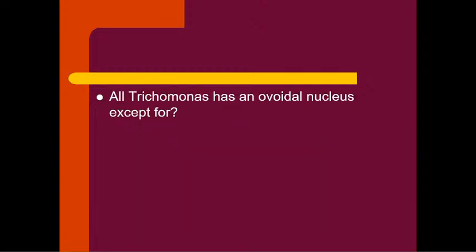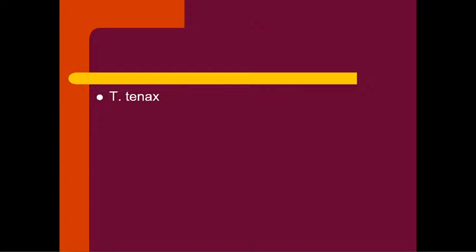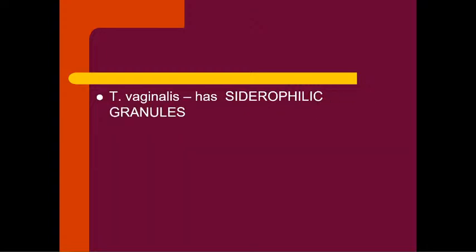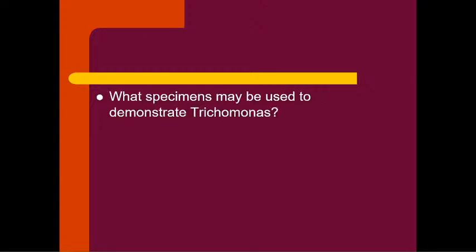Now, let's talk about the Trichomonas nuclei. All Trichomonas have an ovoidal nucleus except for Trichomonas tenax. And there is an inclusion body in only one particular species, Trichomonas vaginalis, and it has a siderophilic granule. And what specimen may be used to demonstrate the species of Trichomonas? For Trichomonas hominis, because it's found in the intestine or the GIT, it's obviously the stool. For Trichomonas tenax, it's oral swab, and for Trichomonas vaginalis, it's genital swabs.